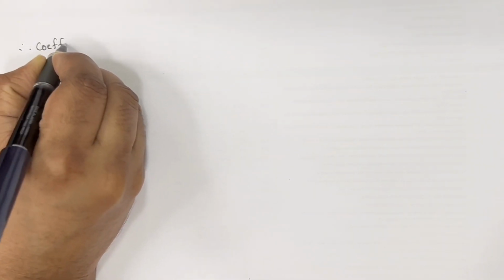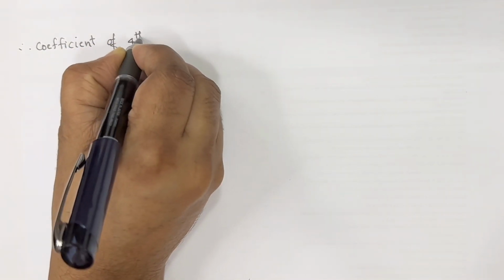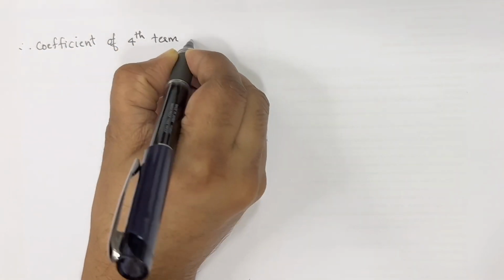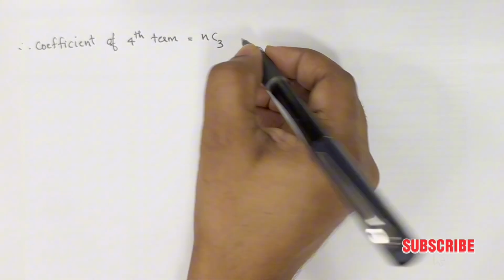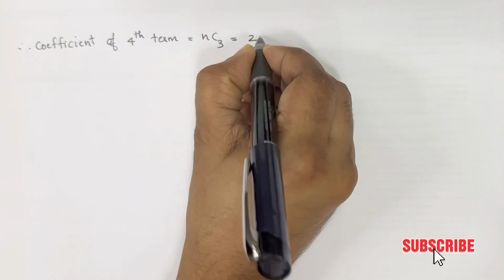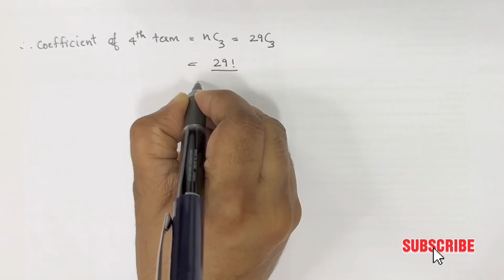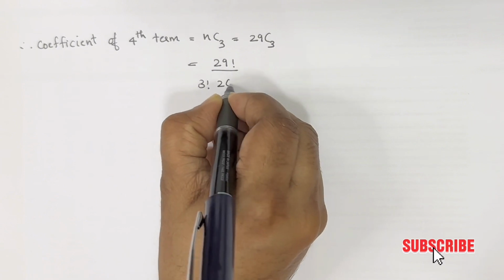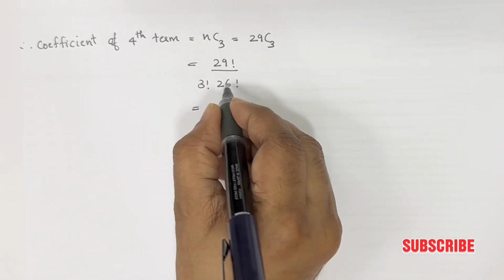Therefore, coefficient of fourth term can be calculated as nC3. Now the value of n is 29, so 29C3. Now simplify here, 29 factorial by 3 factorial into 29 minus 3, 26 factorial. This 29 and 26 can be cancelled.